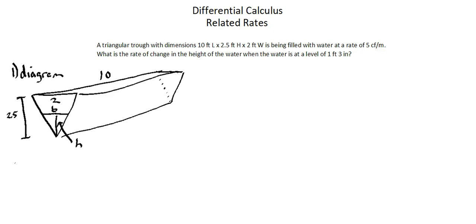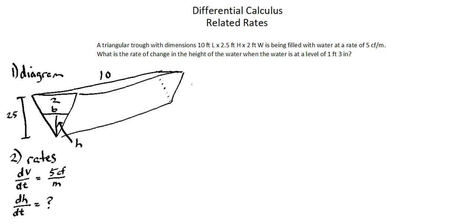Now that I have my diagram, step 2 is rates. I'm given a rate, and I want to identify the rate that I'm asked to calculate. The rate I'm given is the change in volume over the change in time, which is 5 cubic feet of volume per 1 minute. And the rate I'm asked to calculate is the change in height over a change in time. So this is what I'm solving for.